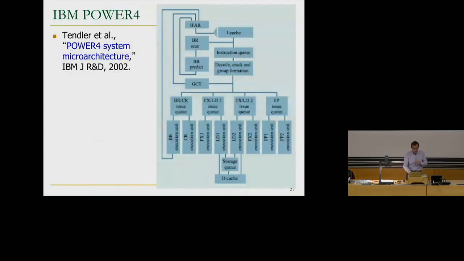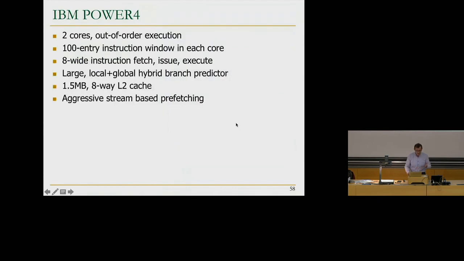This is IBM Power 4. It's also relatively old, but it's very similar again, and I'm not going to go through this in detail. IBM Power 4 was one of the first multi-core machines, actually. Each core had out-of-order execution and a 100-entry instruction window. It was an 8-wide superscalar machine, able to fetch, decode and execute 8 instructions per cycle. We're going to get to superscalar execution later. It also had a hybrid branch predictor, which we're going to cover later on.